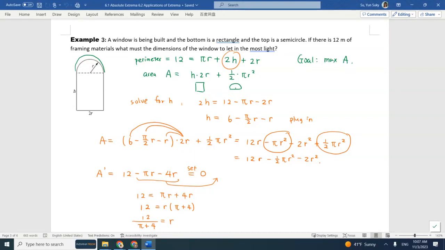We set this equal to 0 and solve for r. So we move those two terms to the other side, and we factor the r. Therefore, r is 12 over pi plus 4. Is that okay, everybody?